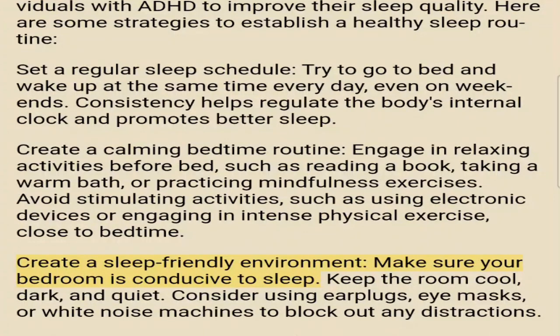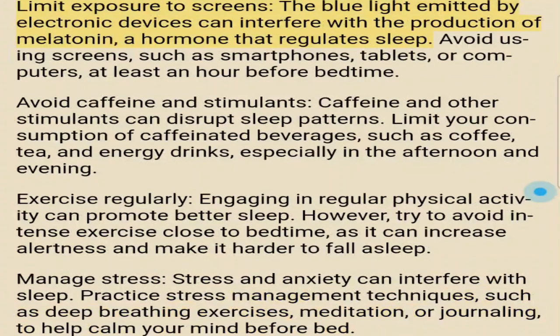Create a sleep-friendly environment. Make sure your bedroom is conducive to sleep. Keep the room cool, dark, and quiet. Consider using earplugs, eye masks, or white noise machines to block out any distractions. Limit exposure to screens. The blue light emitted by electronic devices can interfere with the production of melatonin, a hormone that regulates sleep. Avoid using screens, such as smartphones, tablets, or computers, at least an hour before bedtime.